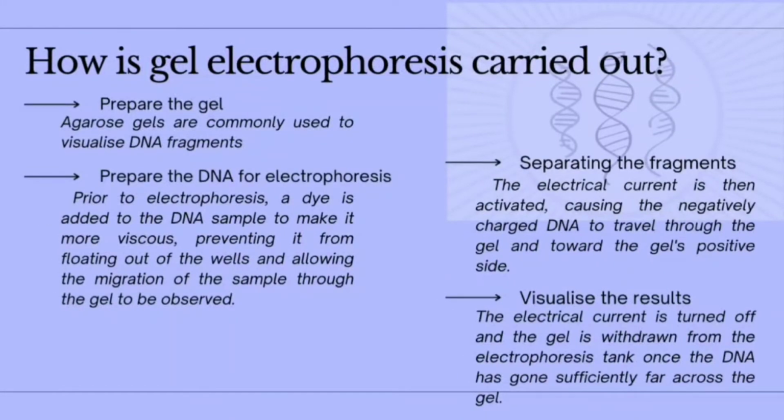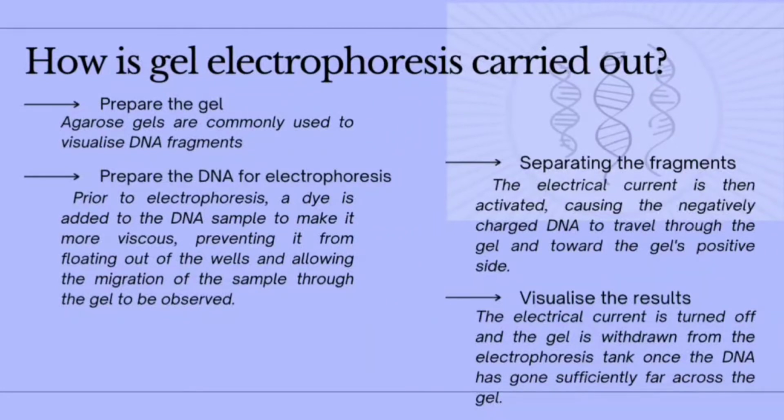How is gel electrophoresis carried out? It is accomplished through the use of a few procedures. First, we must prepare the gel. Agarose gels are commonly used to visualize the DNA fragments. Following that, we prepare the DNA for electrophoresis. Prior to electrophoresis, a dye is added to the DNA sample to make it more viscous, preventing it from floating out of the wells and allowing the migration of the sample through the gel to be observed.